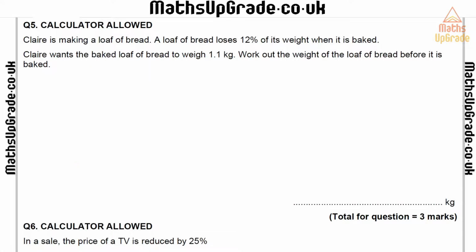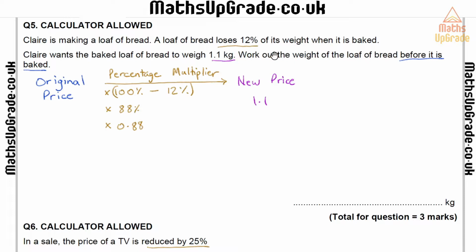Okay, the remainder of these questions in the booklet are all calculator questions. Question 5 is worth 3 marks. Claire's making a loaf of bread. The loaf of bread loses 12% of its weight when it's baked. She wants a baked loaf of bread to weigh 1.1 kilograms. Work out the weight of the loaf of bread before it is baked. So this question again involves reverse percentages.